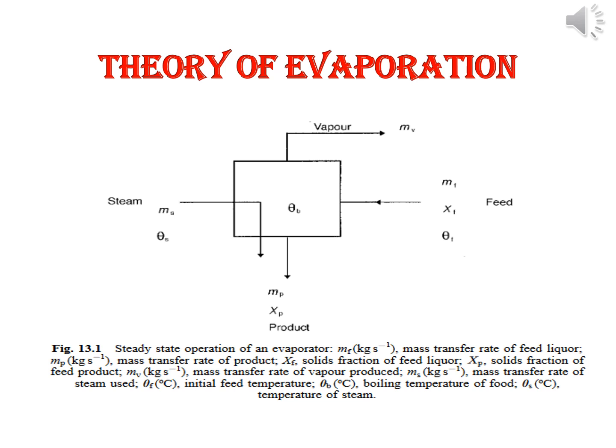MF is the mass flow rate of the feed, where XF represents the solid fraction of the feed. Theta F is the temperature of the feed, and MV represents the mass flow rate of the vapor. The steam mass flow rate is represented by MS, and theta S is the temperature of the steam. The product mass flow rate is represented by MP, and the solid fraction of the product by XP. Theta B is the boiling point of the product.